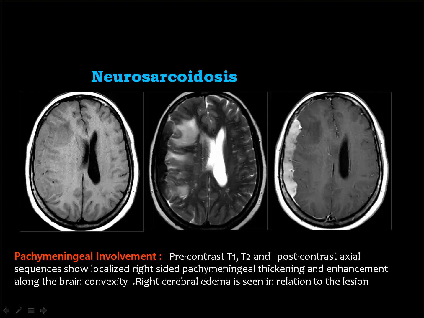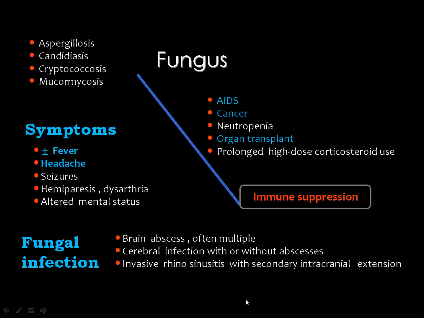And this lesion is sometimes difficult to differentiate from meningioma and lymphoma. Here you see the lesion is of low signal in the T1 and of extreme low signal in the T2, with homogeneous post-contrast enhancement.